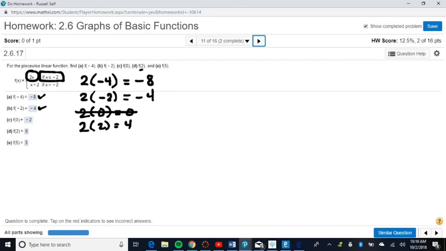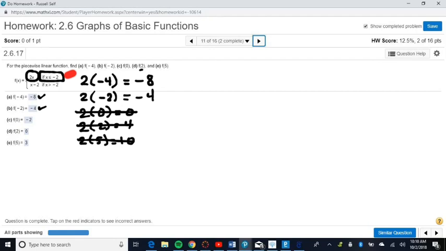But is 4 less than or equal to negative 2? Nope, so we have to get rid of it. So finally we'll do the last one. 2 times 5 equals 10. But again, our constraint here, x has to be less than or equal to negative 2, won't allow us to have a positive 10, so we had to get rid of that one.